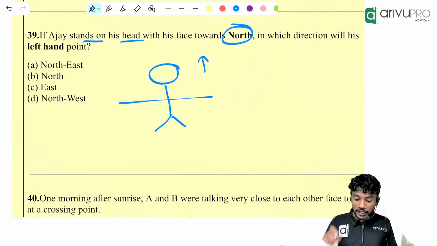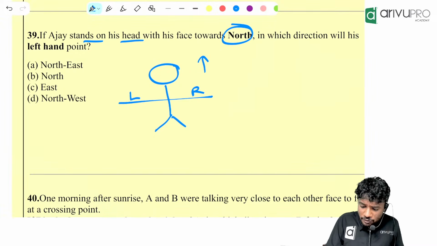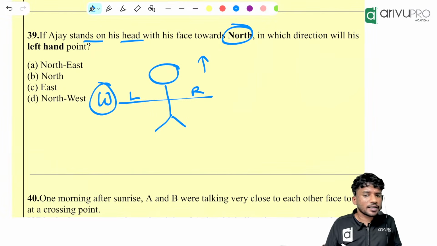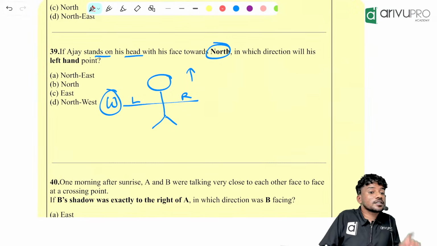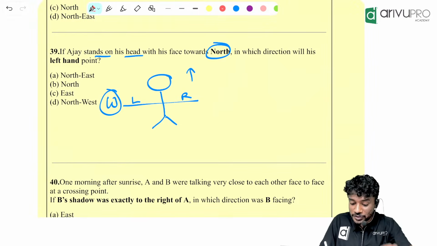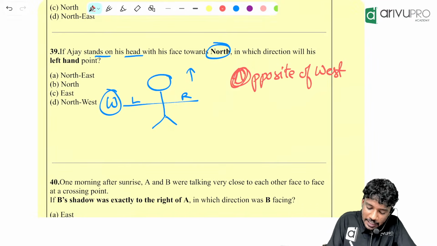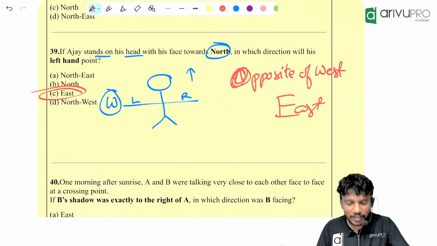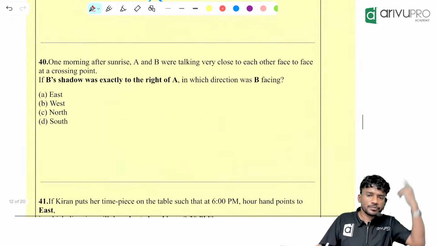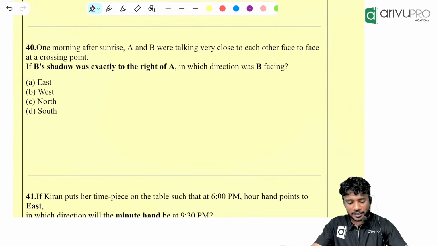Not on head, normally. Then, which is his left hand? This is left hand, this is right hand. Normally his left hand will be pointing in which direction, people? West direction. Correct? West direction. But is he normal? Is our Ajay normal over here? Ajay is not normal. Ajay is the ulta, the opposite. So answer is the opposite of west. Opposite of west is what, people? East is your answer. Option C. What is the order? First we will finish logical reasoning. Then we will be going for statistics. Then finally maths.